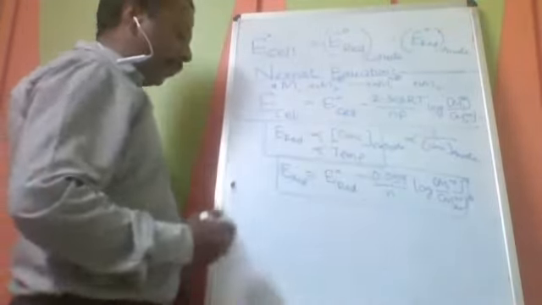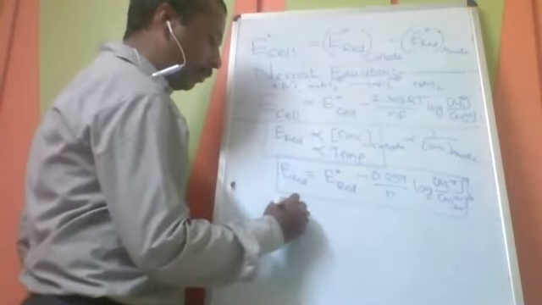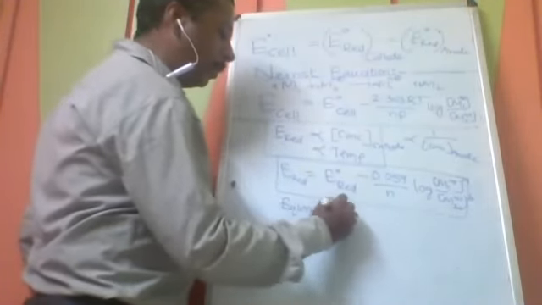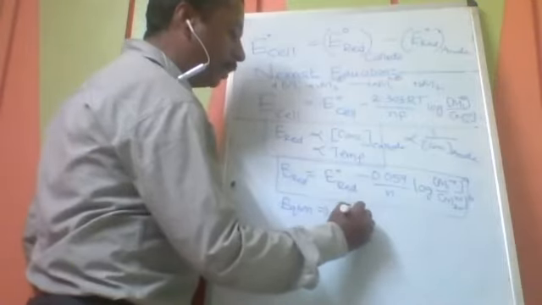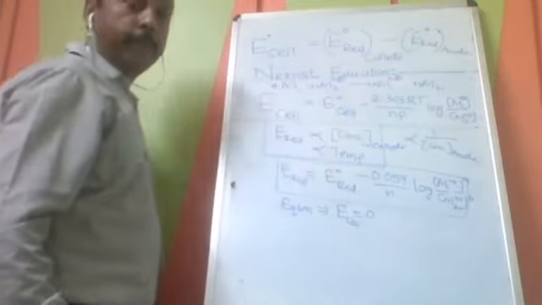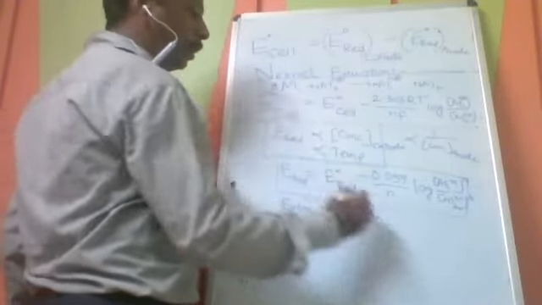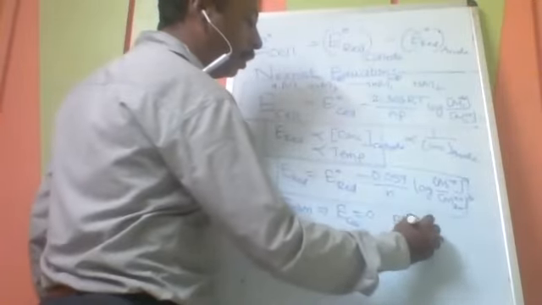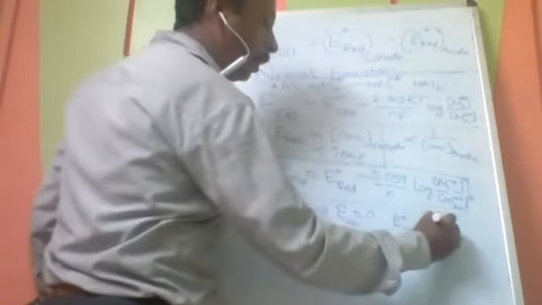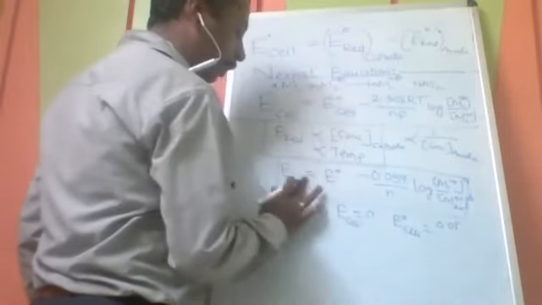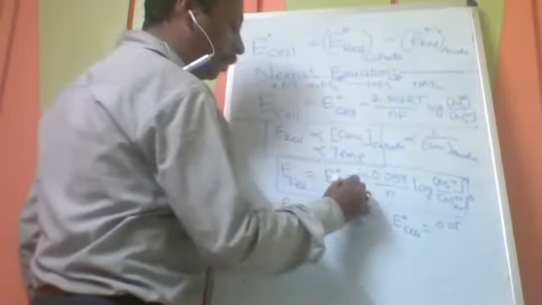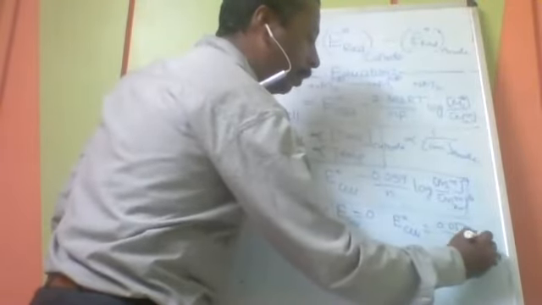Now, when it is at equilibrium, what will be zero? E cell will be zero. Once E cell is equal to zero, you just substitute over here, then you will get E naught cell equals 0.059 upon n into log K, that is Kc. This is the formula at equilibrium.